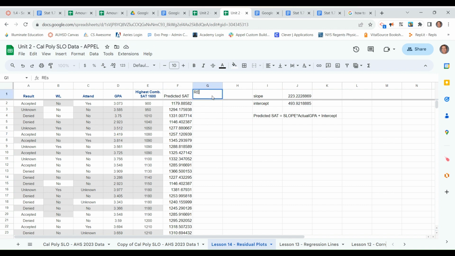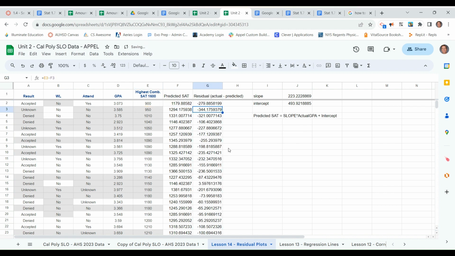My residual is my actual minus predicted. Let's see what that looks like. Equals this minus this all the way down. And I can see some are positive and some are negative, and some are different by a couple hundred points.